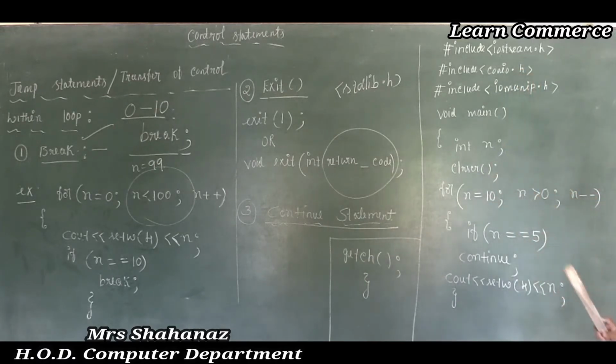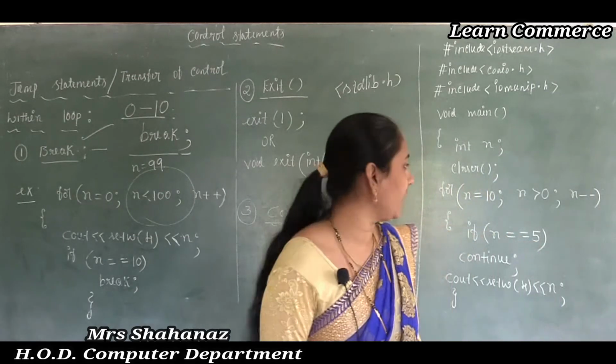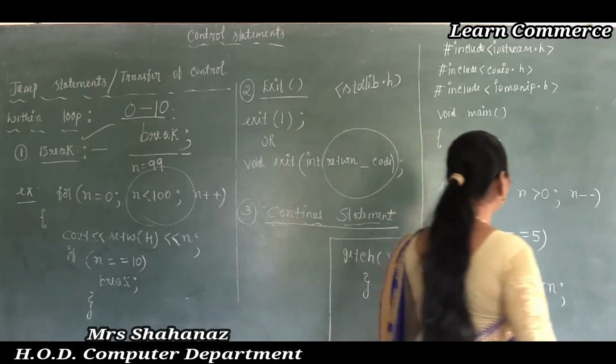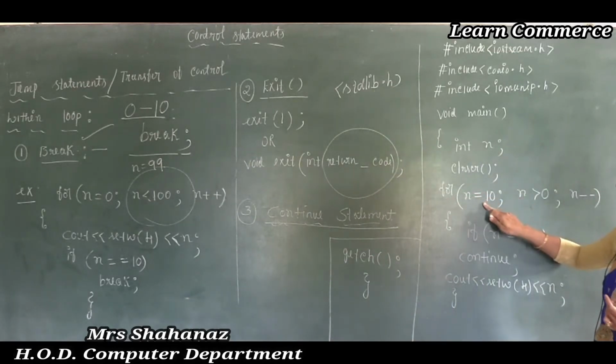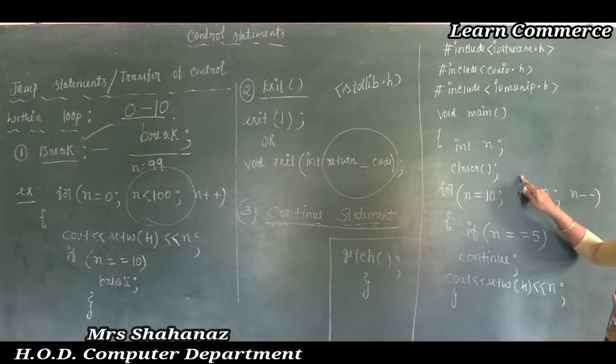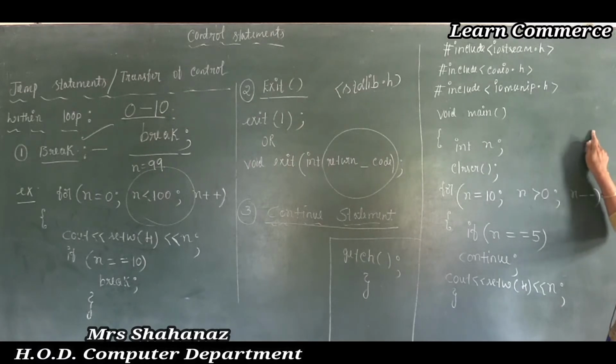Now, because this program is suitable for our continue statement, in this case I am using for n is equal to 10. That means which numbers are going to print? The numbers are going to print from 10, 9, 8, 7, 6 like that here.